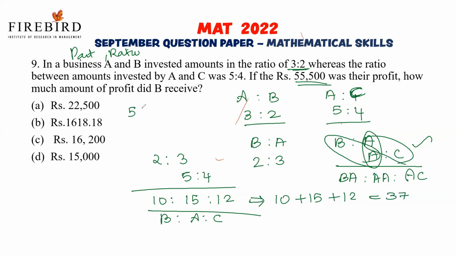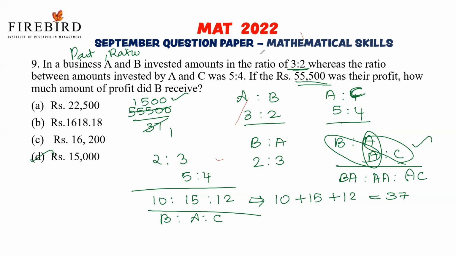So divide this 55,500 by total parts 37. Then you'll get 1500 as your answer. The value of one part is 1500. What's the value of 10 parts? The value of 10 parts will be 15,000.